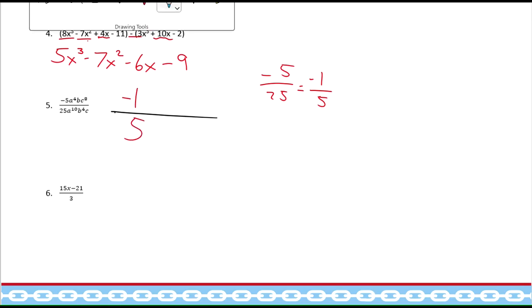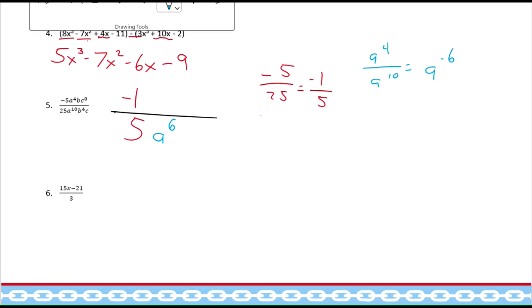And then simplifying each part from there, I have a to the 4th over a to the 10th. That's going to give me a to the negative 6. Right, I'm going to subtract those exponents. 4 minus 10 is negative 6. So that a term is going to go below the fraction bar, right? Negative exponents go below the fraction bar.